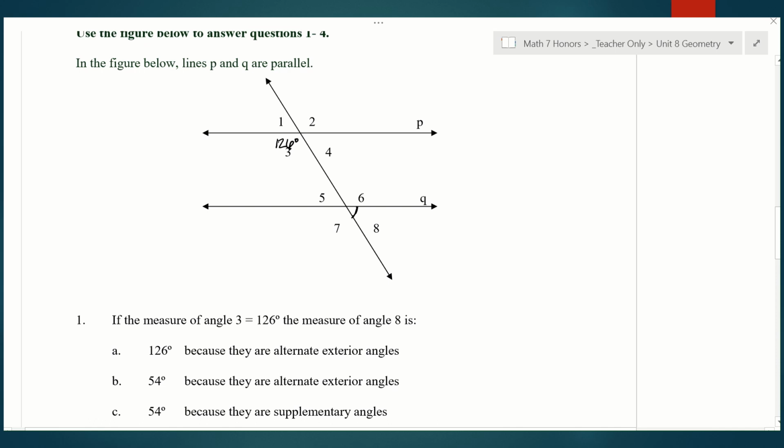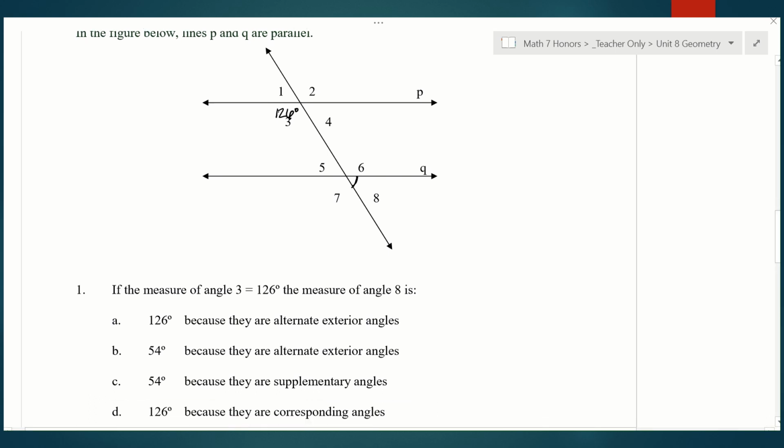Before even looking at the choices, what I would do is think, are these two angles congruent? Hopefully you can see that they're not, because angle 3 is obtuse and angle 8 is acute. So automatically we can see they are not the same measure. You're going to cross off any choices that show that angle 8 is 126 degrees, because it's not. Once we've narrowed that down, I know that any obtuse angle with any acute angle automatically means that they're supplementary, and supplementary means they add to 180.